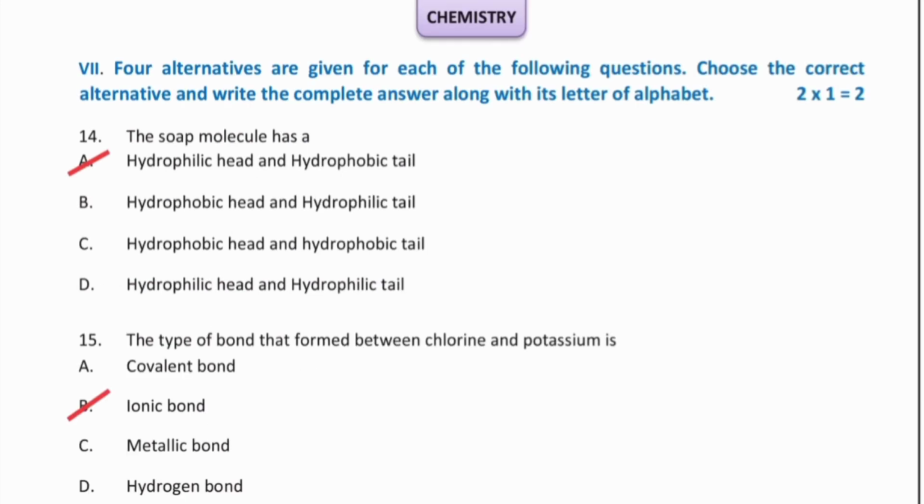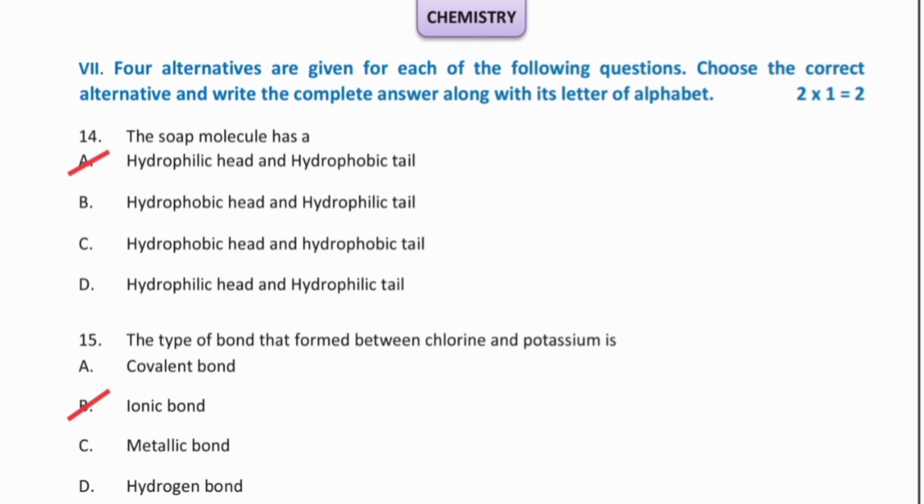Now moving to chemistry multiple choice questions. The soap molecule, that is the micelle, has a hydrophilic end and a hydrophobic tail. Do take your textbook and check the diagram of the micelle. It has two ends: one is the hydrophilic head and the other is the hydrophobic tail.